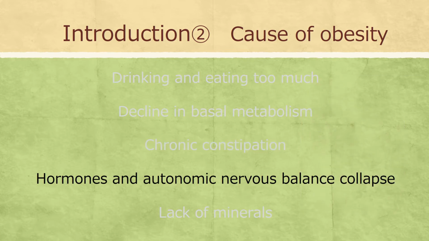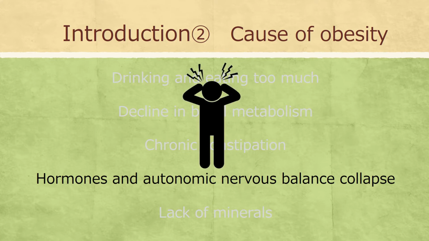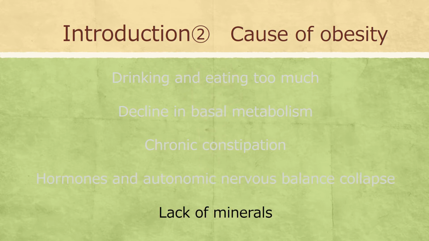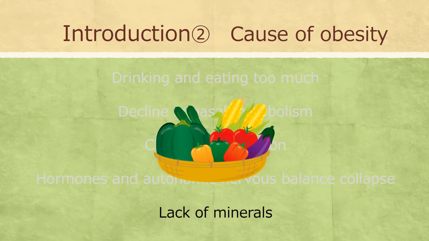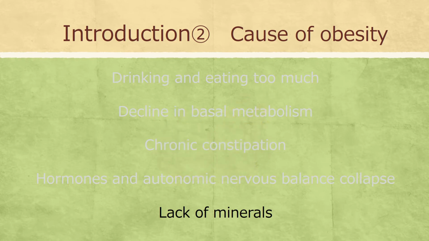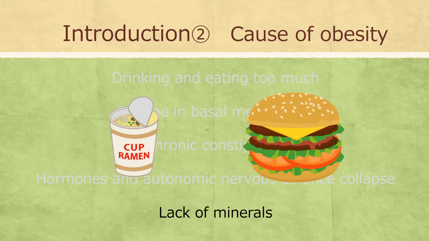Hormone and autonomic nervous balance crops. When we receive stress, autonomic nervous and digestive and absorptive functions are affected. Lack of minerals. If we eat too much food that does not contain vitamins or minerals and contains a lot of fat or sugar, visceral fat tends to accumulate easily.